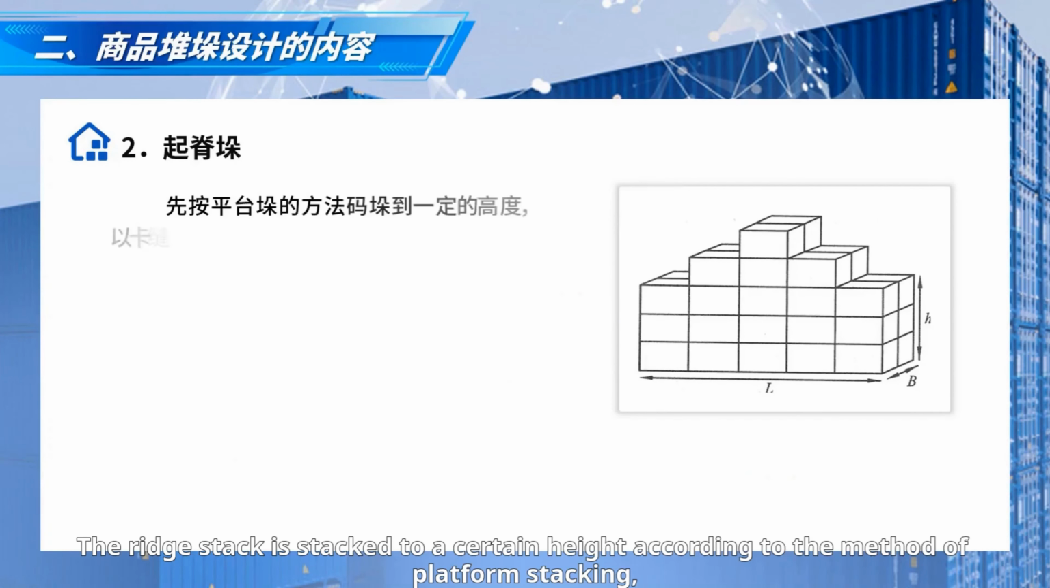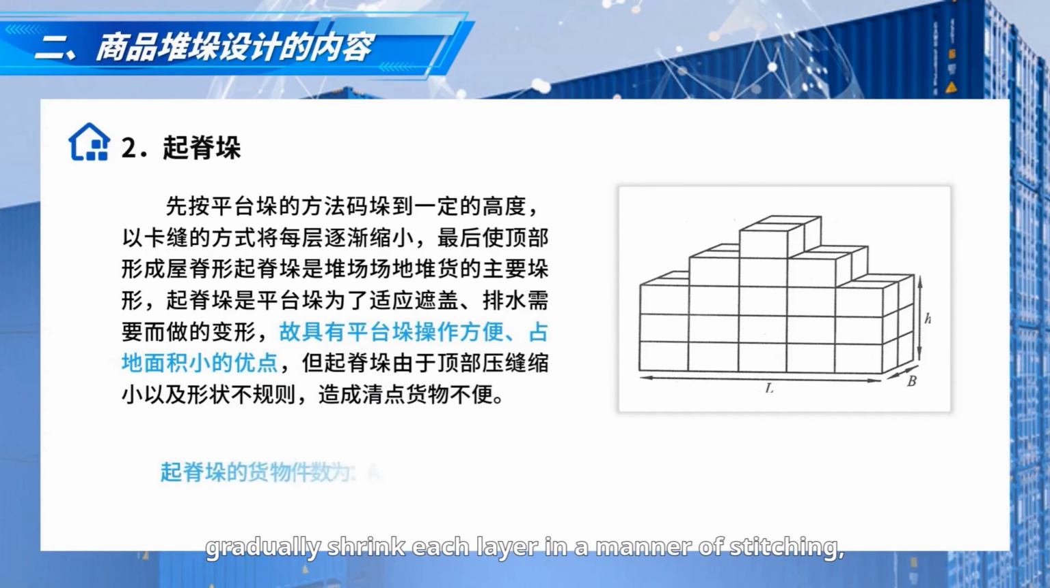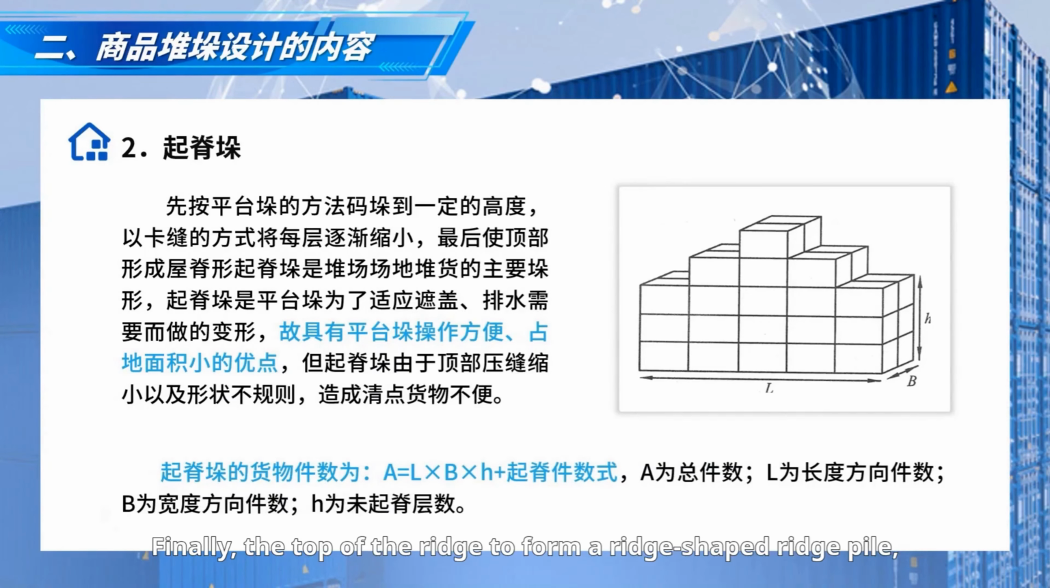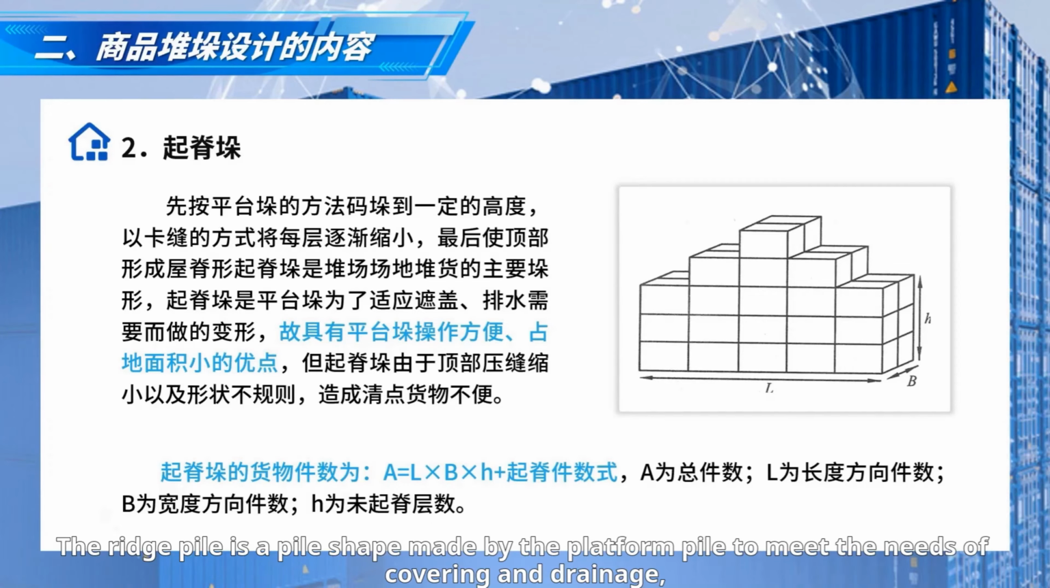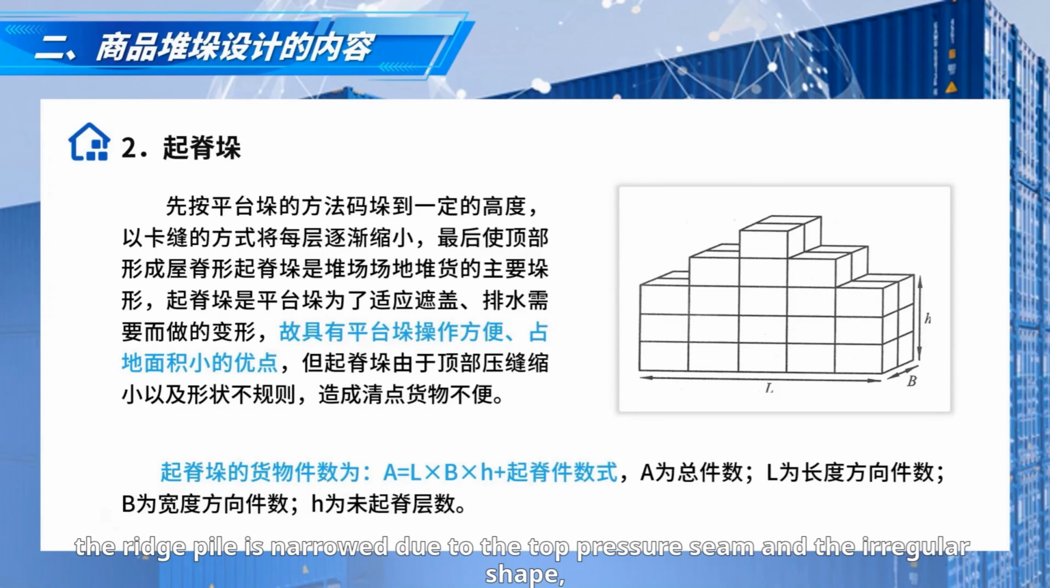The ridge stack is stacked to a certain height according to the method of platform stacking. Gradually shrink each layer in a manner of stitching. Finally, the top of the ridge forms a ridge-shaped ridge pile. It is the primary stacking configuration for cargo in the yard. The ridge pile is a pile shape made by the platform pile to meet the needs of covering and drainage. Therefore, it has the platform stack's advantages of being easy to operate and having a small footprint. However, the ridge pile is narrow due to the top pressure seam and the irregular shape, causing inconvenience in counting the goods.